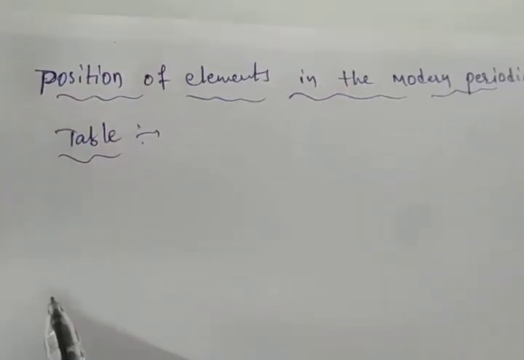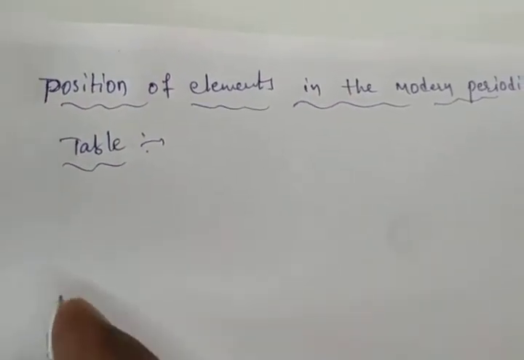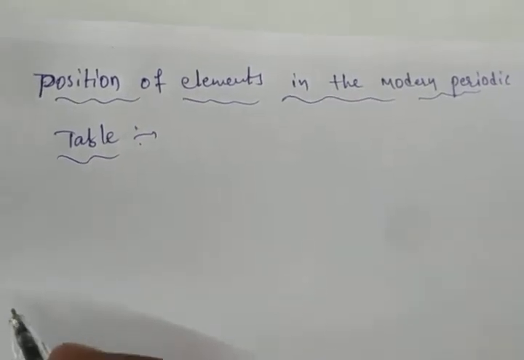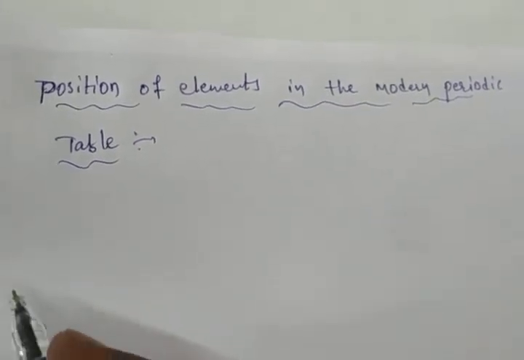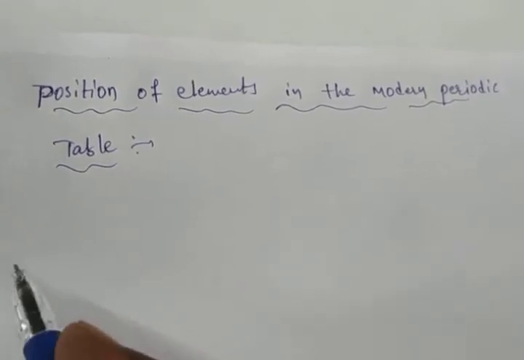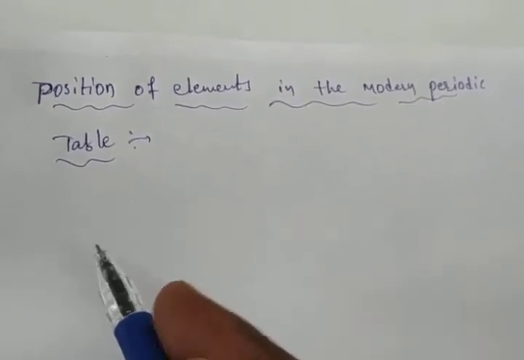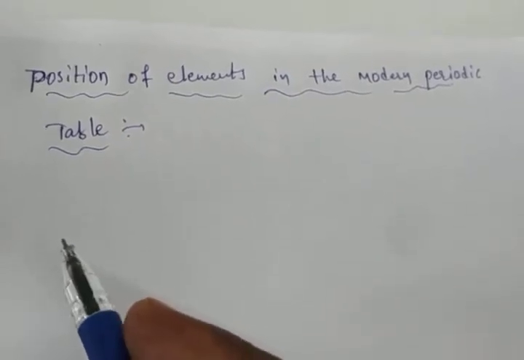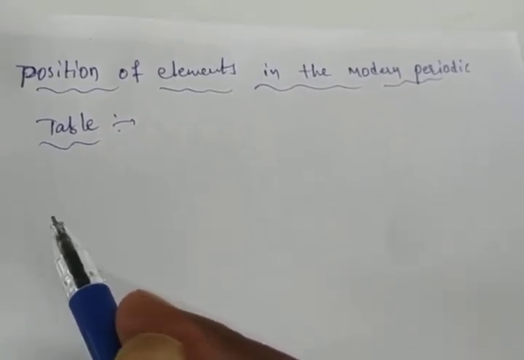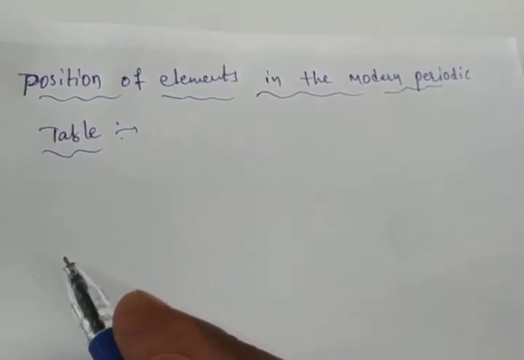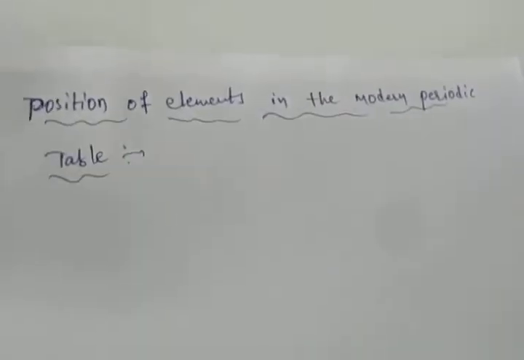Division of elements in the modern periodic table. The modern periodic table has 18 vertical columns known as groups. How many groups are there in the modern periodic table? 18 groups. And 7 horizontal rows, which are called periods. Horizontal rows are called periods and vertical columns are known as groups.